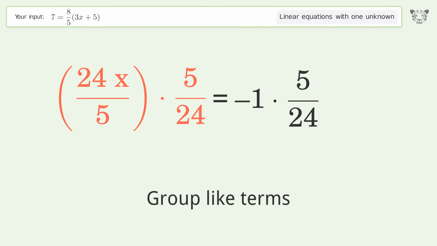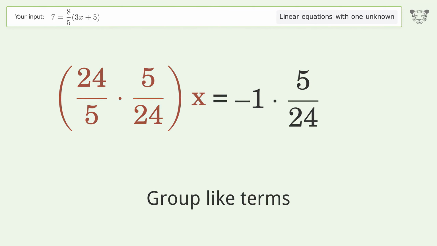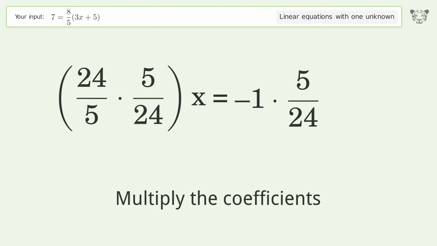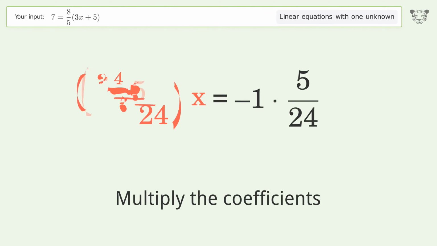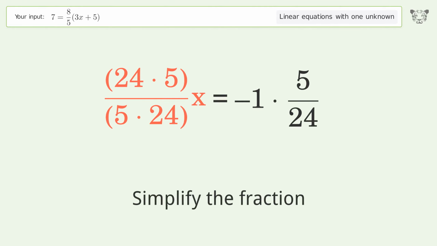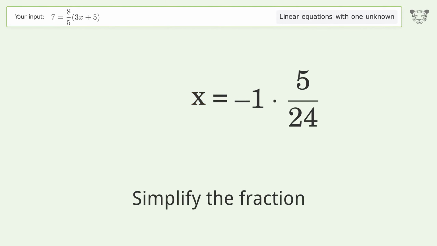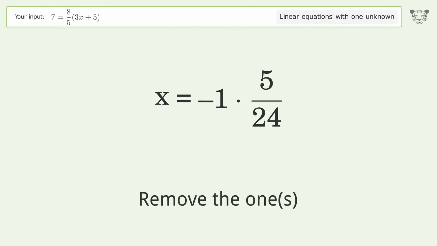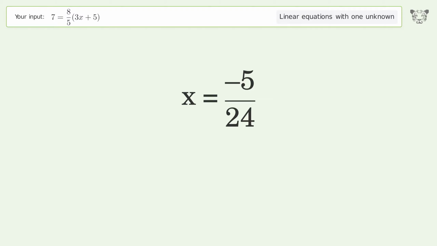Group like terms. Multiply the coefficients. Simplify the fraction. Remove the ones. And so the final result is x equals -5/24.